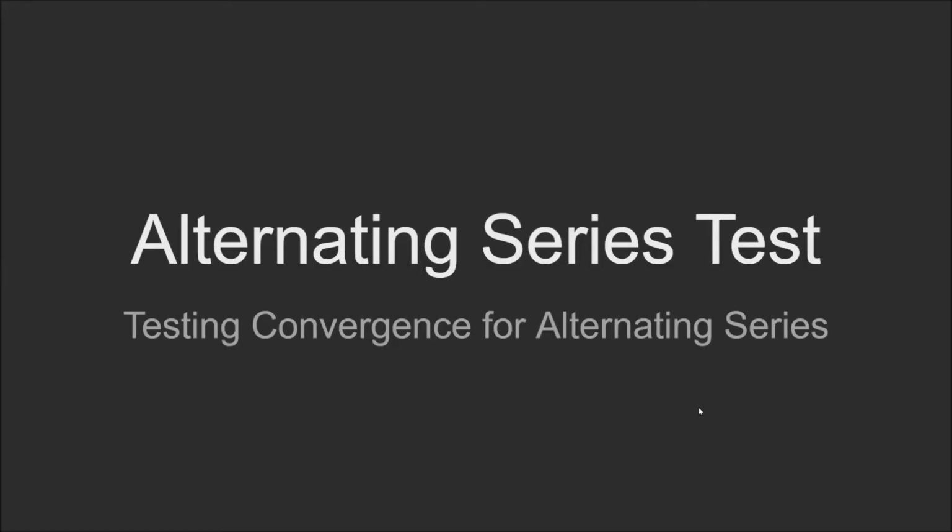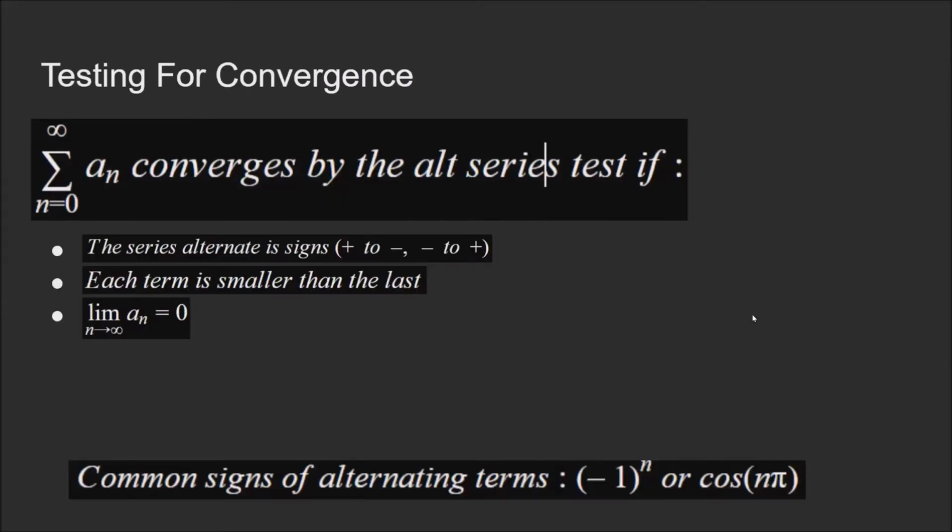Okay, I'm finally back. Today we're going to go over the alternating series test, which is a way to test convergence for series that have terms that alternate in signs. Now, there's something special about this test that I'll go over in a little bit, but in the meantime, let's go over the conditions for a series converging by the alternating series test.